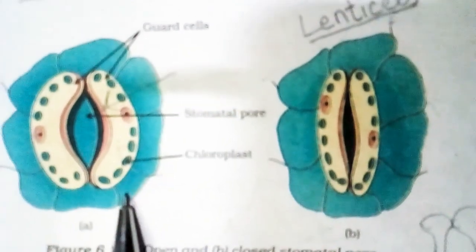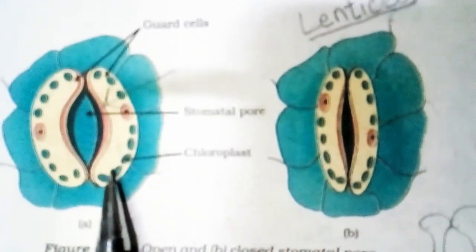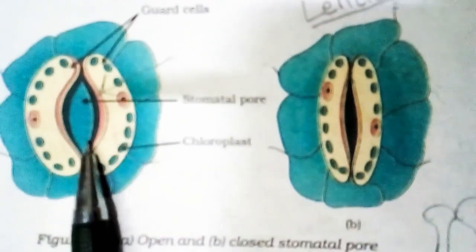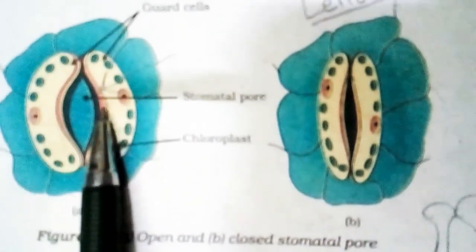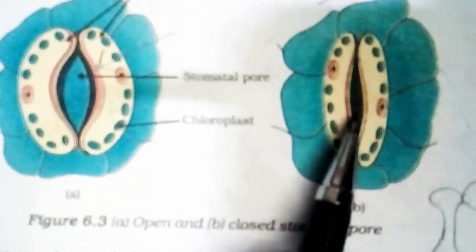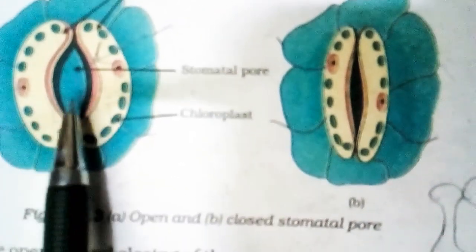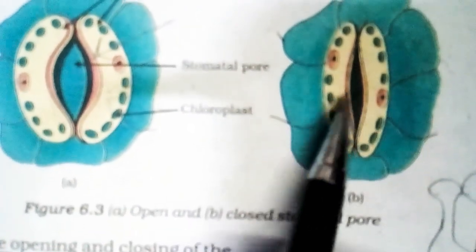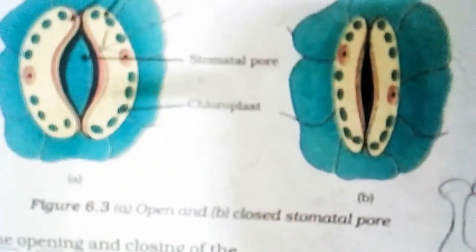These all are subsidiary or side cells. These two are guard cells, and this is a pore. Here you are able to see the stomata, while here the guard cells are closed, so you are not able to see the stomata. Here the stomata is visible, here it is not visible because it is being closed by guard cells. Fine.